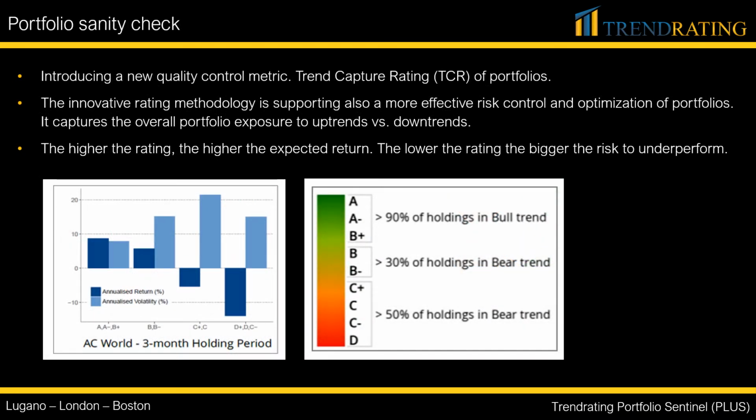Trend rating has introduced a new quality control metric, the Trend Capture Rating, or TCR, of portfolios. This innovative rating methodology supports a more effective risk control and optimization of portfolios. It captures the overall portfolio exposure to uptrends versus downtrends. The higher the rating, the higher the expected return. The lower the rating, the bigger the risk to underperform the associated benchmark.